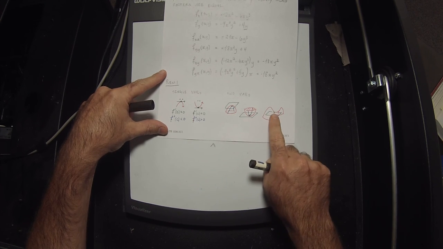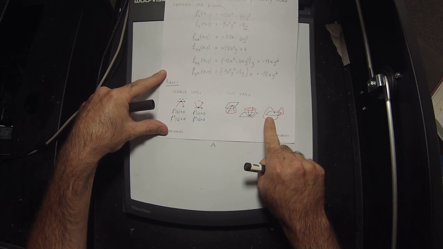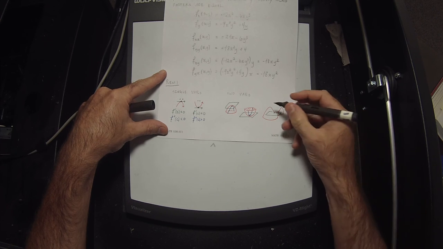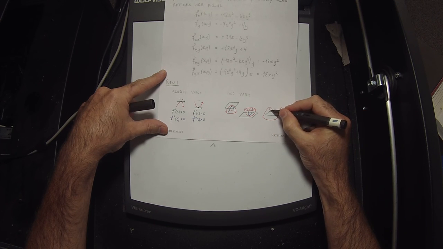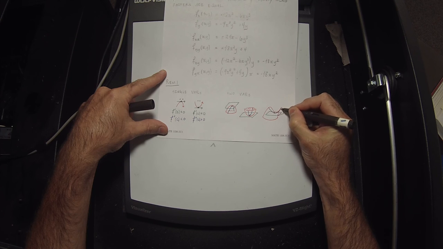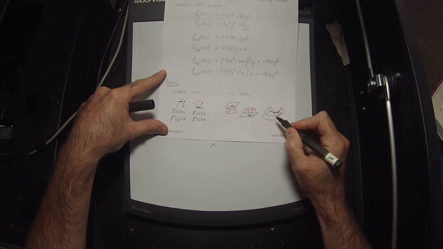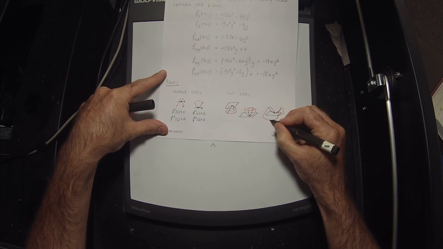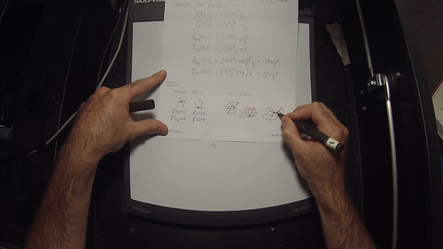But what about this one? I think it has both. Yeah. Because if you cut it with this plane, you see that thing that opens up, but if you cut it in the other direction, it has a different one that opens down.